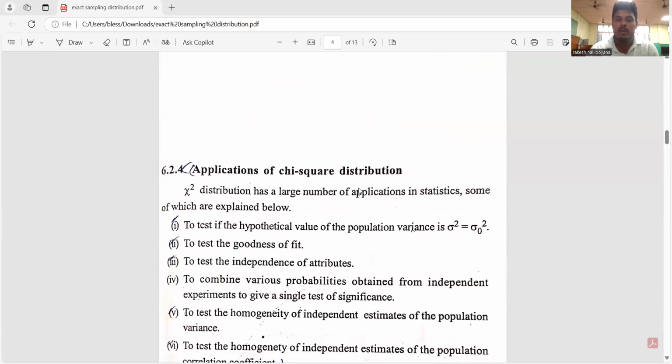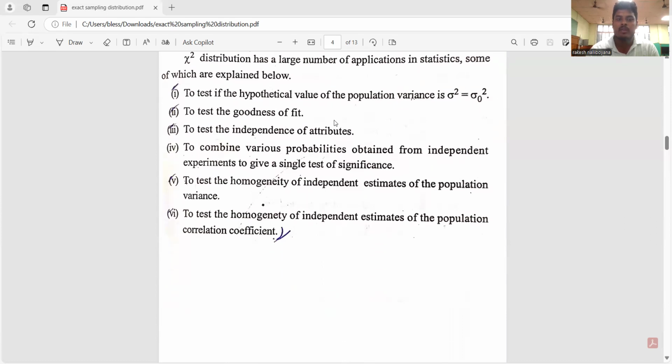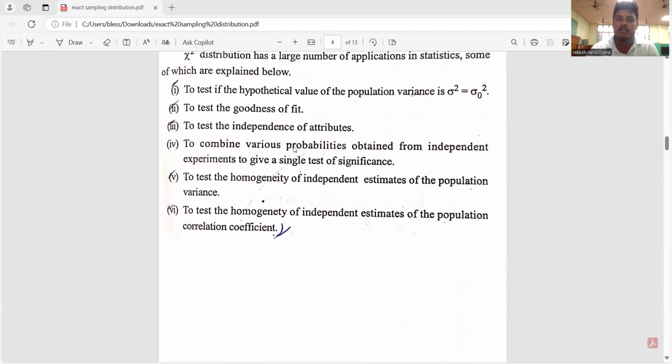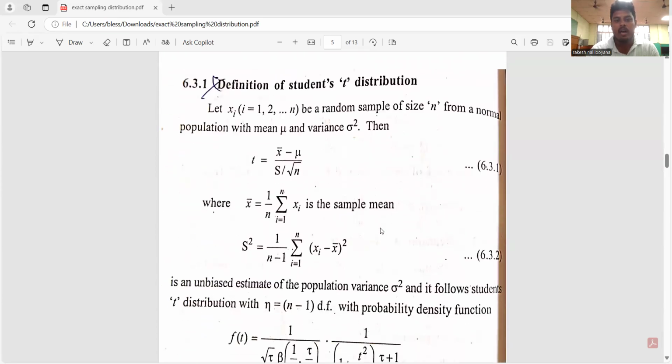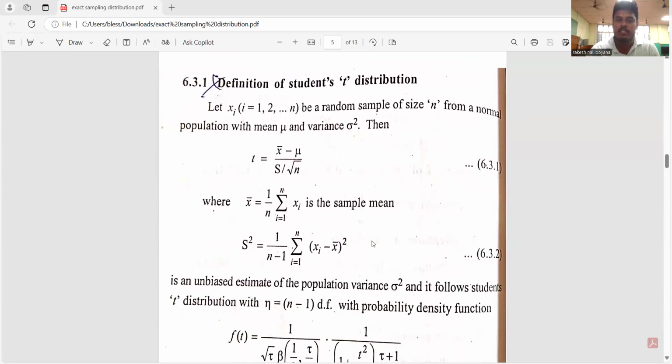Coming to the applications of the chi-square distribution: it is used for testing goodness of fit, testing the independence of attributes, homogeneity of independent estimates of the population variance, and so many other applications where we use the chi-square test. And another important one is the student t distribution.